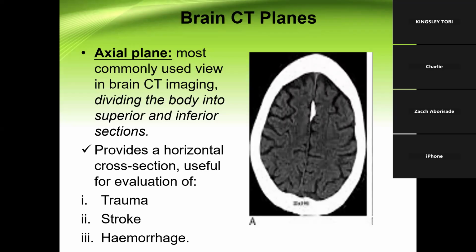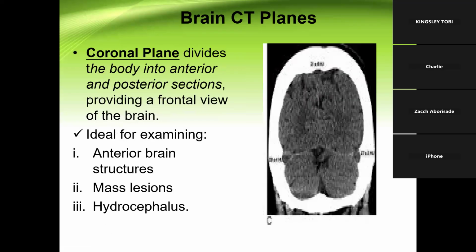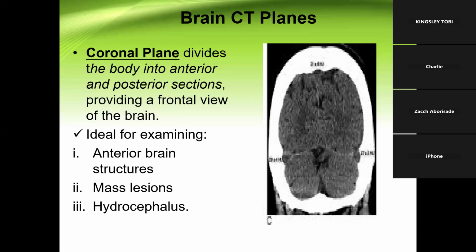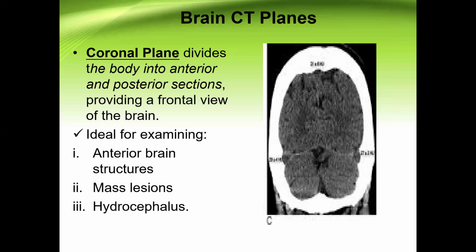So there are different CT planes that we use. The common one, the axial plane, divides the body into superior and inferior sections and is useful for evaluation of trauma, stroke, and hemorrhage. We have the coronal plane. The coronal plane divides the body into anterior and posterior sections, and is ideal for examining anterior brain structures, mass lesions, hydrocephalus.